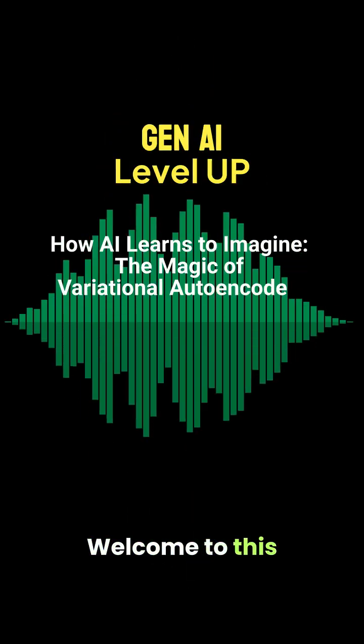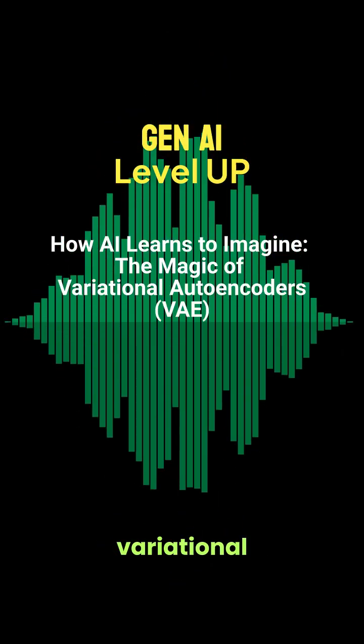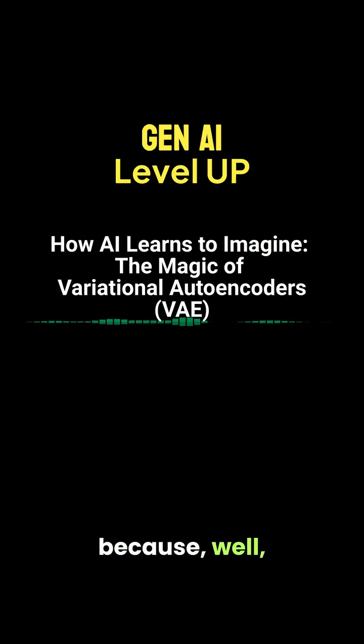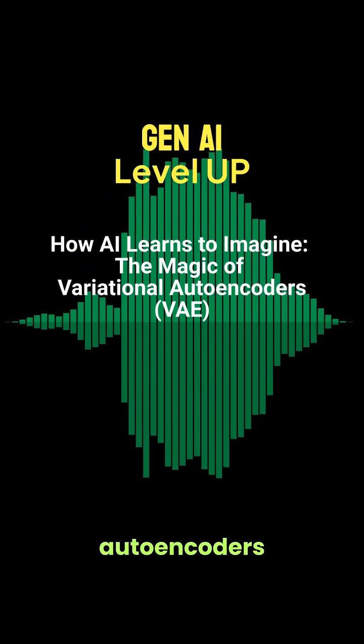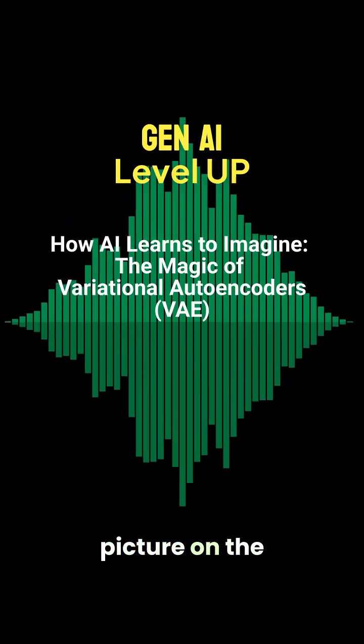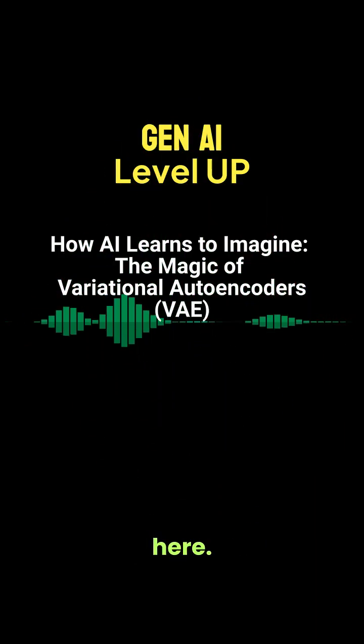Welcome to this deep dive into the world of variational autoencoders. Wow. We're calling them VAEs for short because, well, nobody's got time to say variational autoencoders every time, right? So imagine trying to capture the essence of, say, every cat picture on the internet. That's the kind of power we're talking about here.